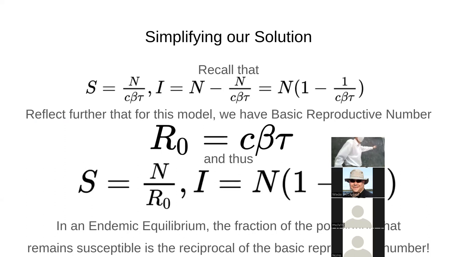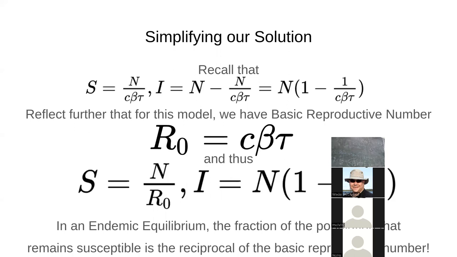So it should all make sense that if they're surrounded purely by susceptibles, they'll infect R naught people. In a situation where only one over R naught of the people around them are susceptible, then they're going to infect one person before they recover. And that's exactly what R star is for you. In general, for an infectious disease model where you have infection staying present in endemic equilibrium, the effective reproductive number will equal one.